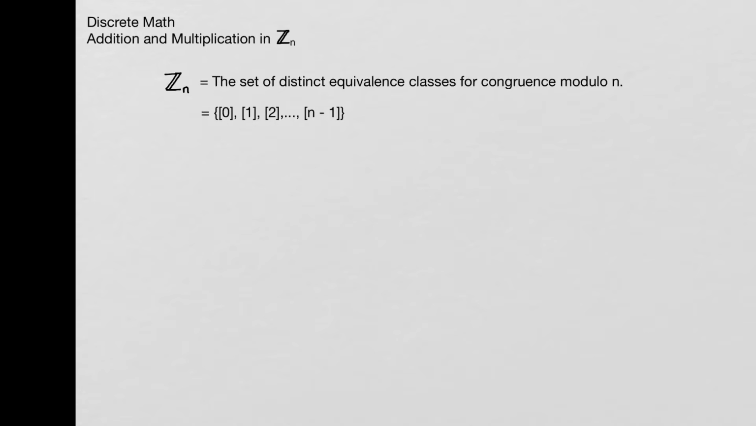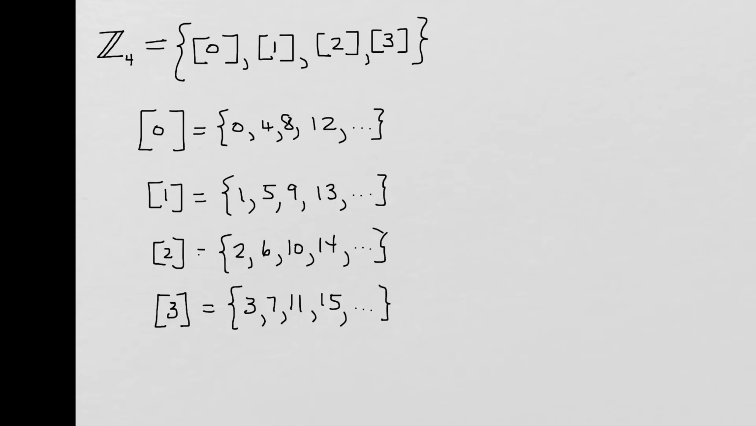When a problem refers to Z sub n, they're referring to the set of distinct equivalence classes for congruence modulo n, which doesn't sound great. It's a lot of jargon. So what we're talking about are the equivalence classes for 0, 1, 2, all the way up through n minus 1 when we're talking about a problem in Z sub n. So let's take a look at an example and see if we can make a little more sense out of this when we're talking about an actual value rather than just n in general.